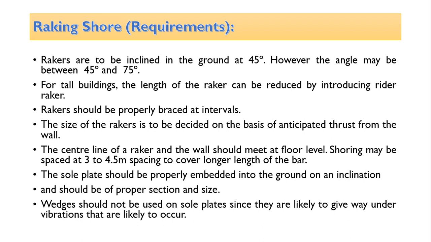The size of the rakers is to be decided on the basis of the anticipated thrust from the wall. The center line of the raker and the wall should meet at floor level. Shoring may be spaced at 3 to 4.5 meter spacing to cover longer length of the wall. The sole plate should be properly embedded into the ground on an inclination and should be of proper section and size.